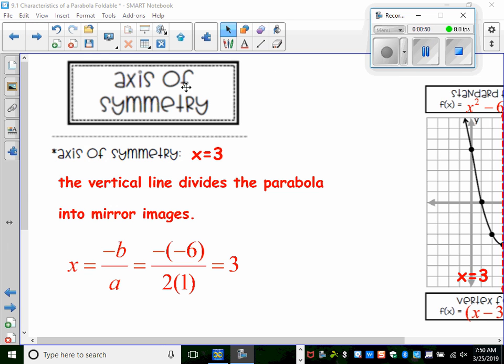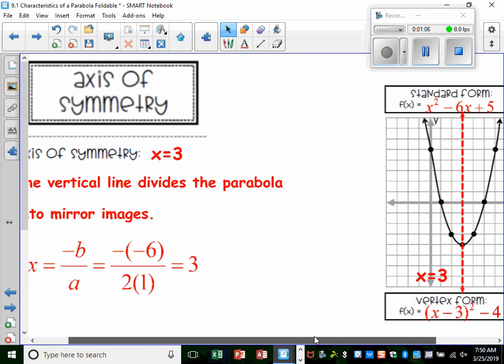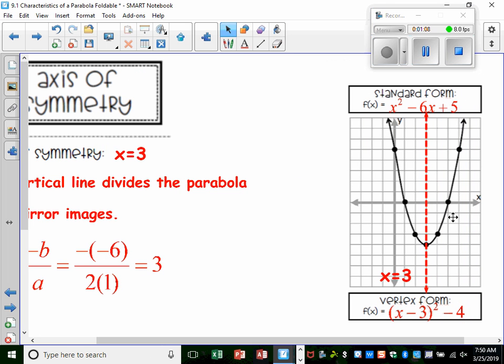All right, so the very first thing, it says axis of symmetry. And right here, it already says x equals 3. So we're going to be going over how you get this equation. Basically, it's the vertical line that divides that parabola into two mirror shapes. That means that both sides will look exactly alike. It just cuts the parabola right in half. So we're going to figure out how you get this equation for this vertical line.